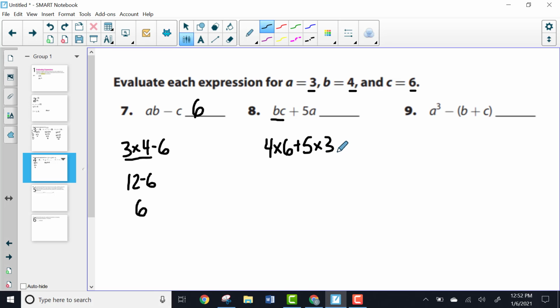Okay, so now that we have everything written out, we need to think about order of operations. We do multiplication first. 4 times 6 is 24. And we have plus 5 times 3. Next step, we're going to multiply 5 times 3. That gives us 15. So now we have 24 plus 15. Final step, adding 24 and 15, that gives us 39.